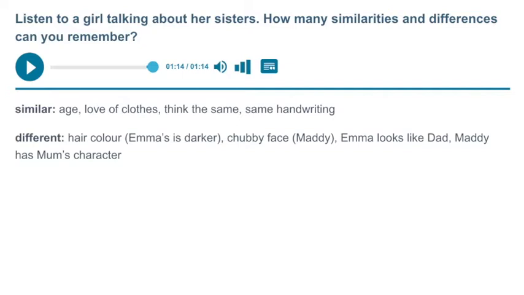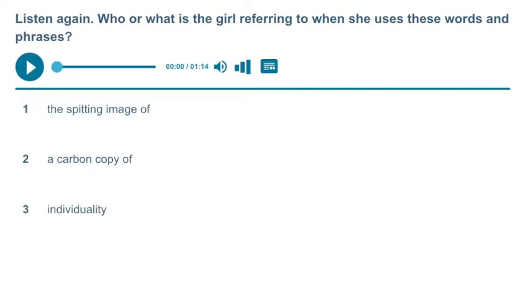Now let's move on to the next activity, which has to do more with the vocabulary involved. So listen again. Who or what is the girl referring to when she uses these words and phrases? So now we're going to concentrate on words and phrases that are specifically used to show similarities and differences. So let's listen again and you write down the name or the thing that the girl is referring to when she uses these phrases.